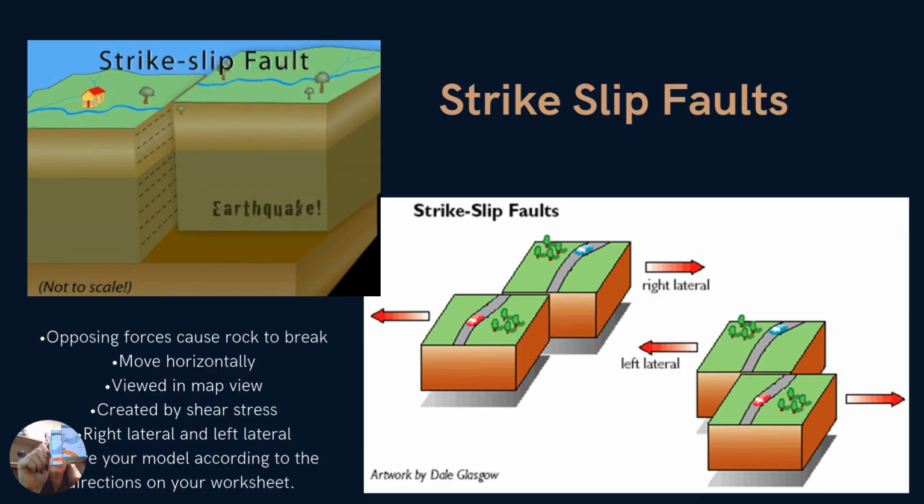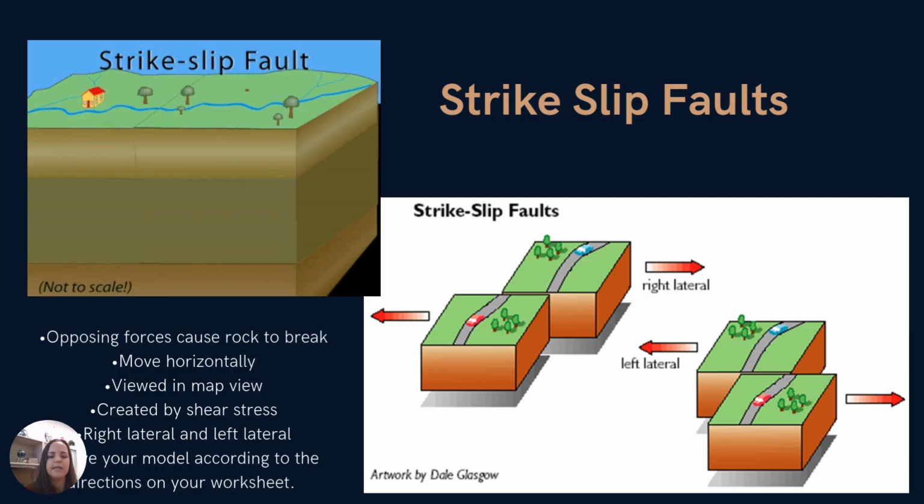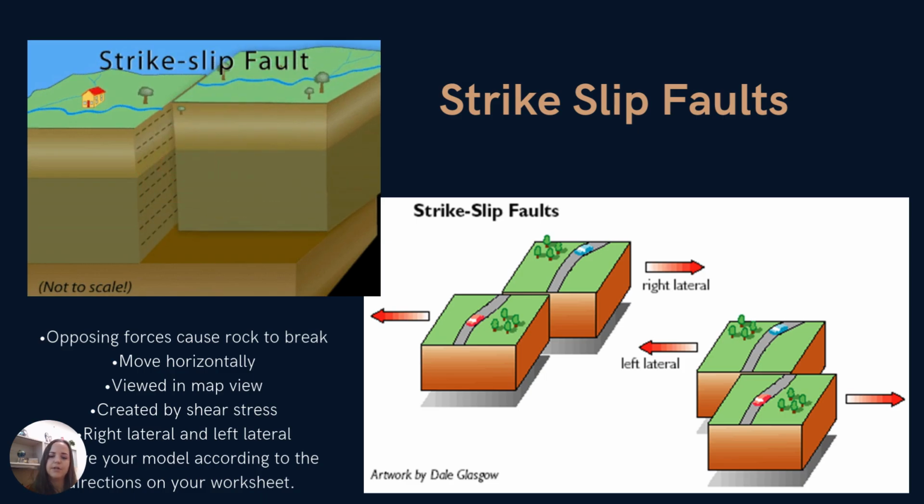So if you're traveling down that road again, you have to go left to get to the rest of your road. If you look at the diagram here, let's say you're in this little red car. On the bottom right-hand side of the slide, you're going down this road, you hit the fault, you have to go left to get to the rest of the road. So it's a left lateral strike slip fault.